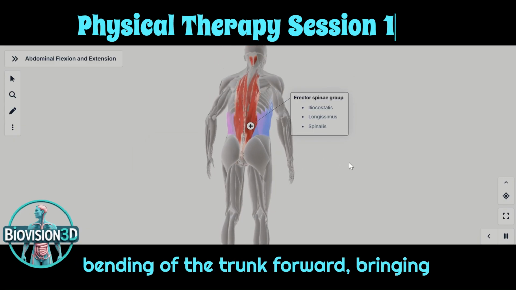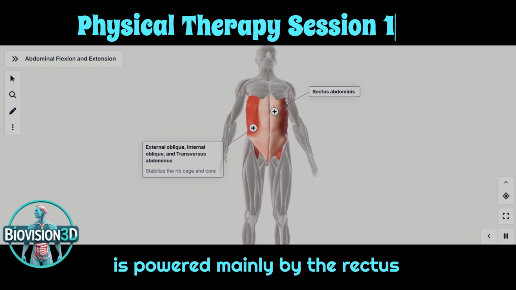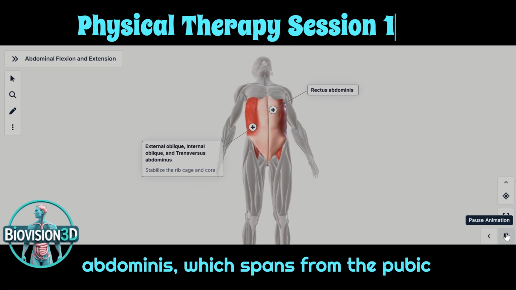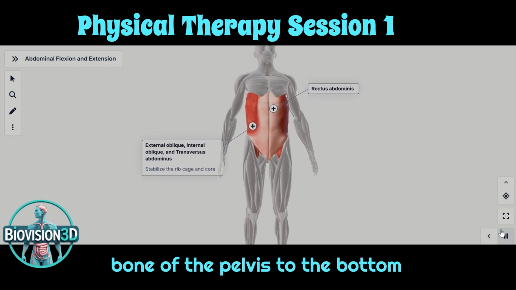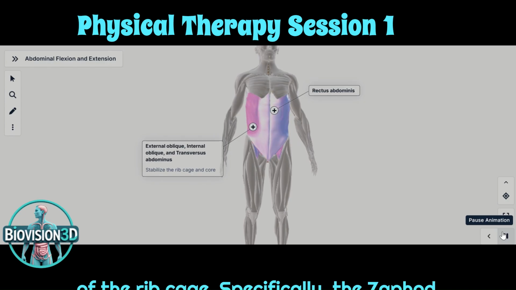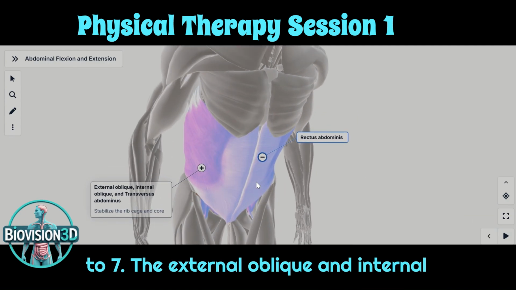Abdominal anterior flexion describes the bending of the trunk forward, bringing the ribcage toward the pelvis. It is powered mainly by the rectus abdominis, which spans from the pubic bone of the pelvis to the bottom of the ribcage, specifically the xiphoid process and costal cartilages of ribs 5 to 7.